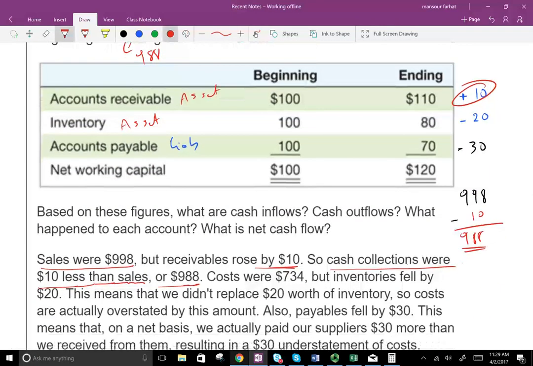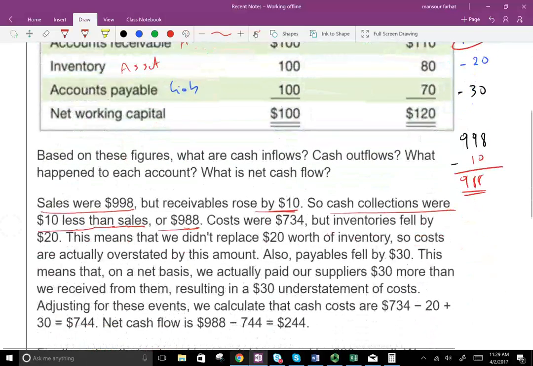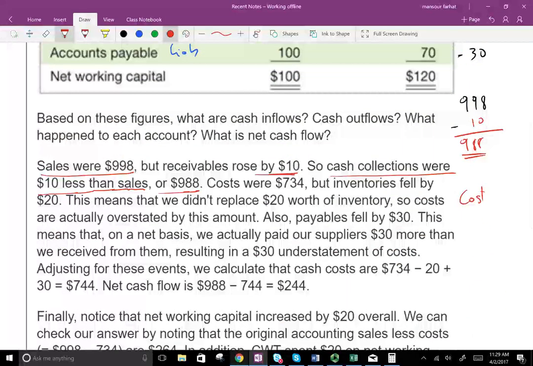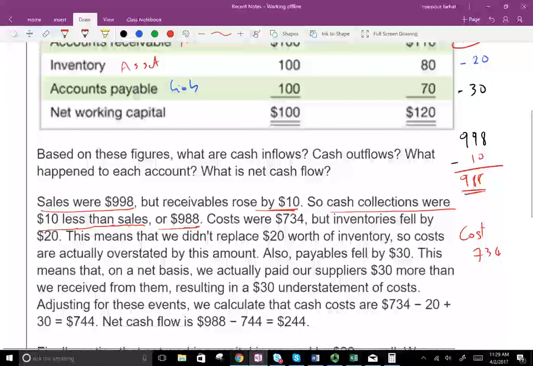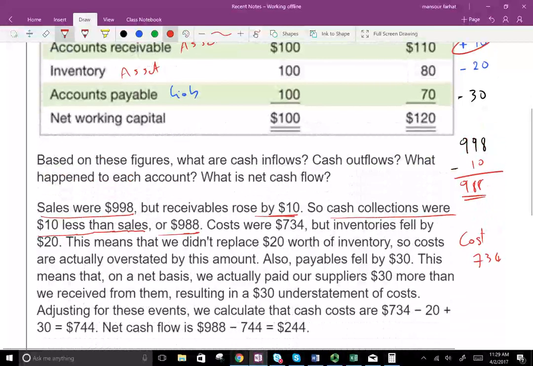Now costs were 734, but inventory went down $20. What does it mean inventory went down? It means I'm not replacing my inventory. I'm not buying more inventory. It fell by $20. So what does that mean? It means I did not replace it. I mean, I can deduct $20 from my inventory. If I'm not buying inventory, that's more cash in my pocket.